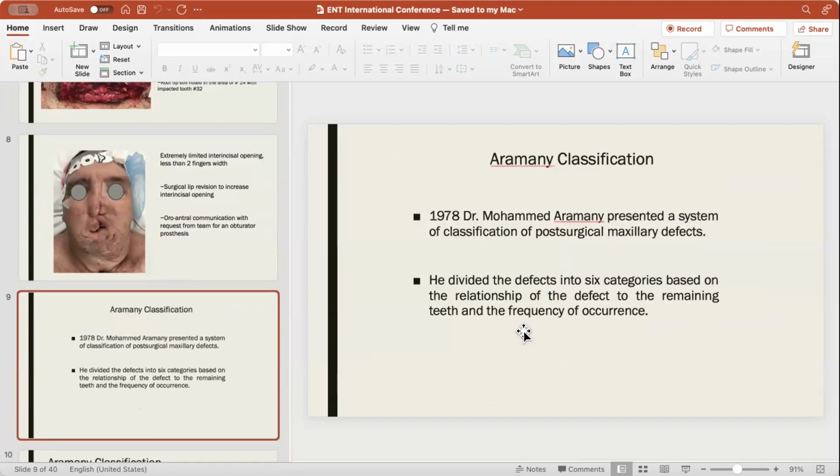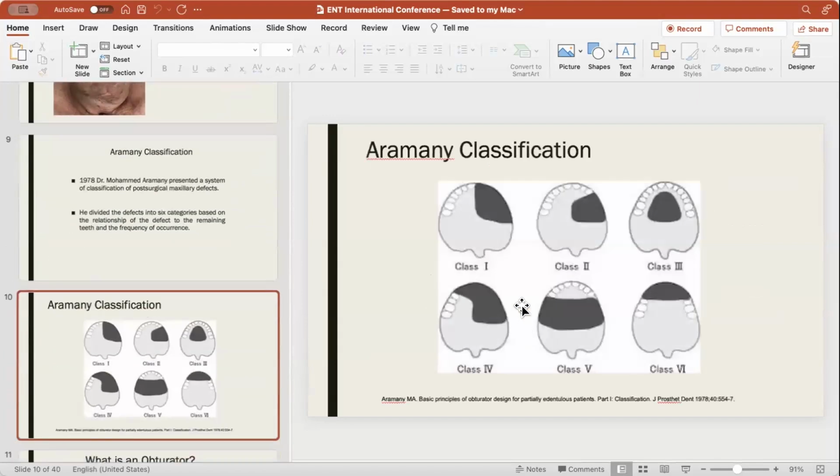So in 1978, Dr. Aramany presented a classification system for maxillofacial defects in terms of occurrence. The most frequent occurrence is half of the maxilla being removed, to the least common being just the area of the premaxilla that is being removed.